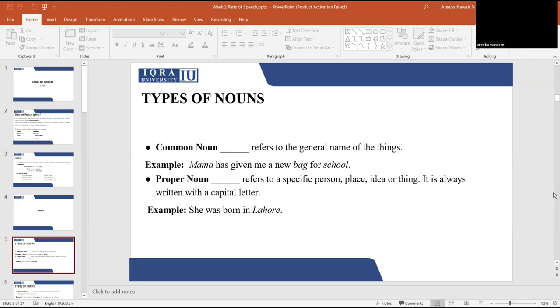Okay. So it's like, Mama has given me a new bag for school. Here, the common nouns are Mama, because we generally call our mothers Mama, or it could also be used as mother. Mother has given me a new bag for school. Both of these are general names. And then there's bag and school, right?